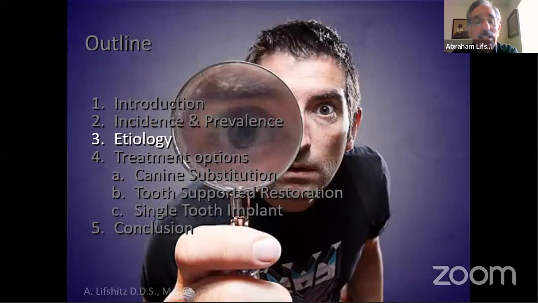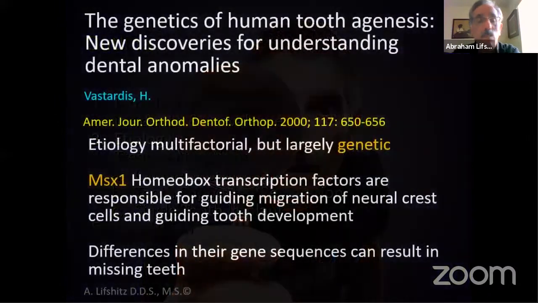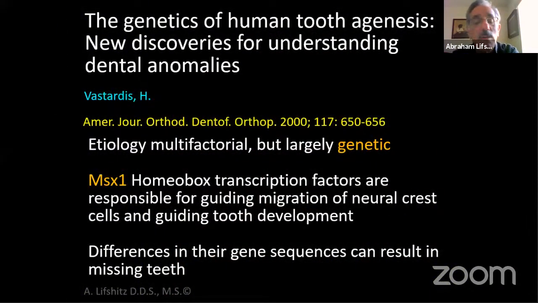So what is the etiology of missing teeth? Bastardis in 2000 mentioned that the etiology is multifactorial, but largely genetic. The MSX1 homeobox transcription factors are responsible for guiding the migration of the neural crest cells and guiding tooth development. Differences in their gene sequence can result in missing teeth.